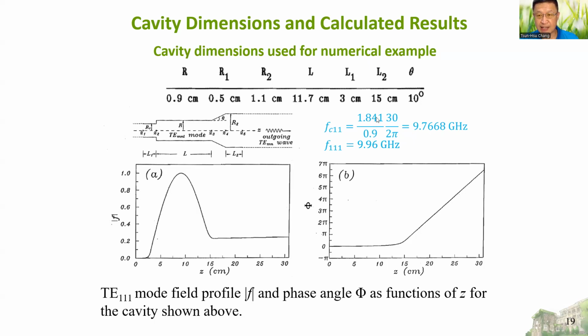Substitute, this is chi mn, 30 over 2 pi. So we got the cutoff frequency. And TE111, 1 is the first axial mode. So the field profile is just like this one. TE11L with L equals 1, TE111 mode: field profile and phase angle as a function of z for the cavity shown above. Here is the result we want.